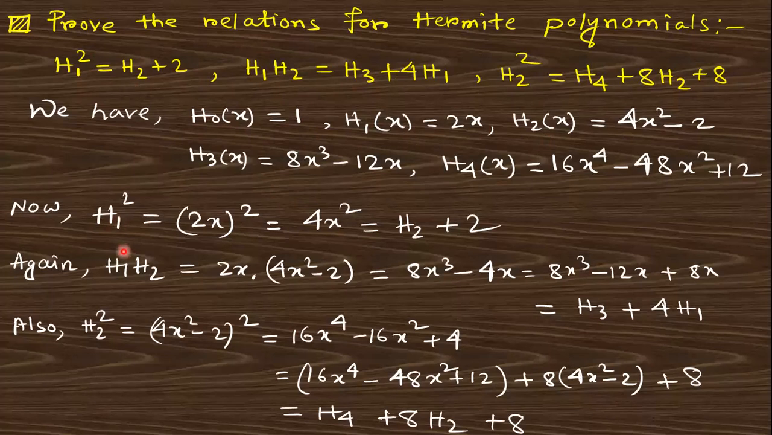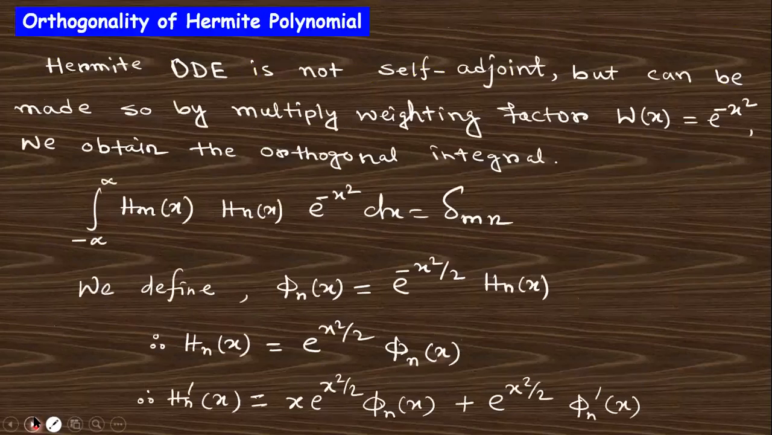Now if you want to find h1(x) whole square, you will get (2x) whole square, and this is nothing but h2(x) plus 2. So in this fashion you can prove this expression or equation of the Hermite polynomial.